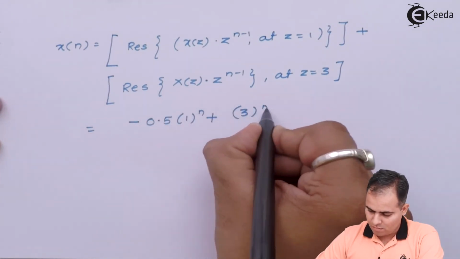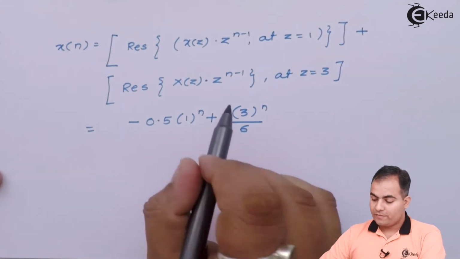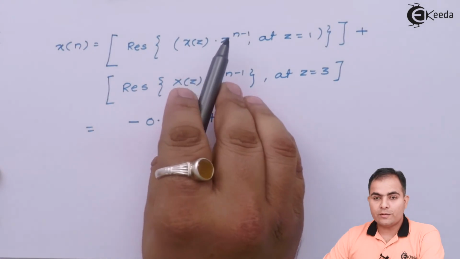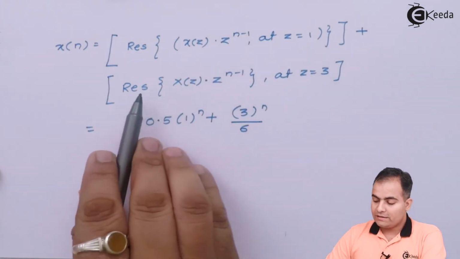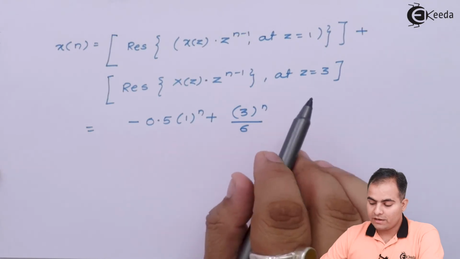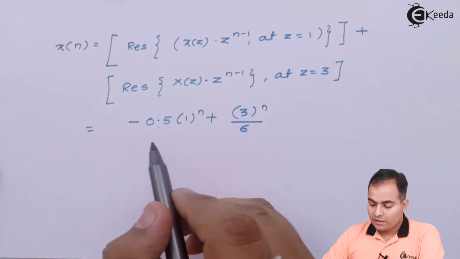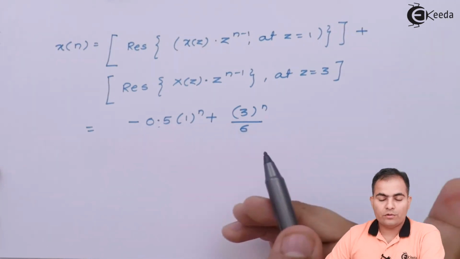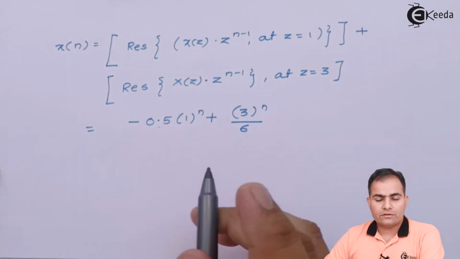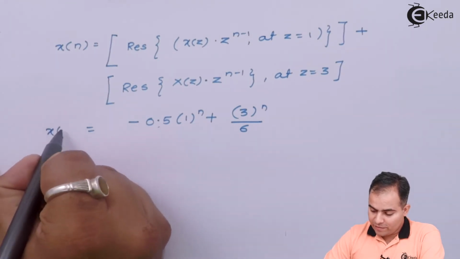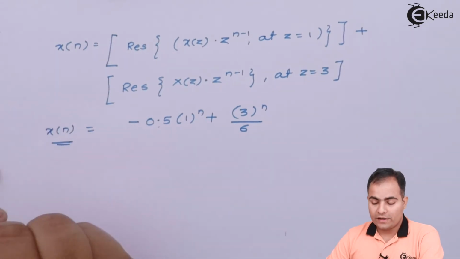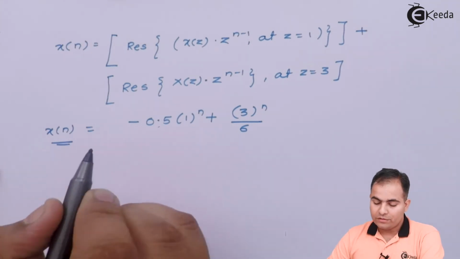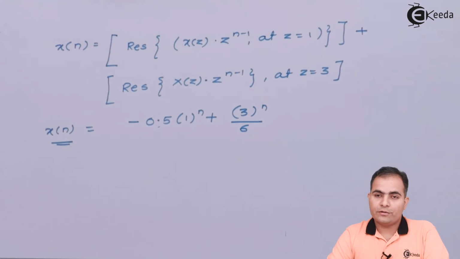So, look here, x of n is nothing but the residue of X of z into z to the power n minus 1 at z equals 1, and the second residue I have calculated at z equals 3, and I have added both these values. Now if you want, you can cross multiply this 6 and get the answer, or else you can stop here also. So this is nothing but my x of n value, or the inverse z transform of X of z, by using the residue theorem. So this was the last numerical related to the residue theorem.